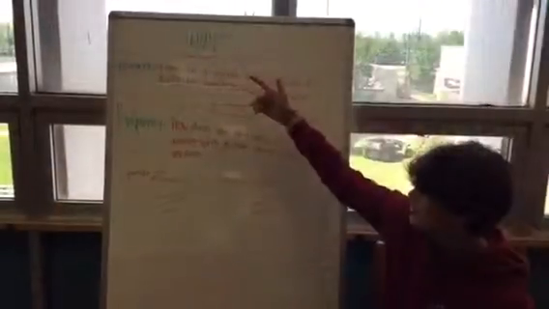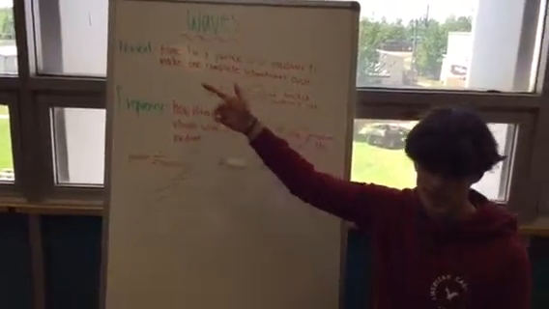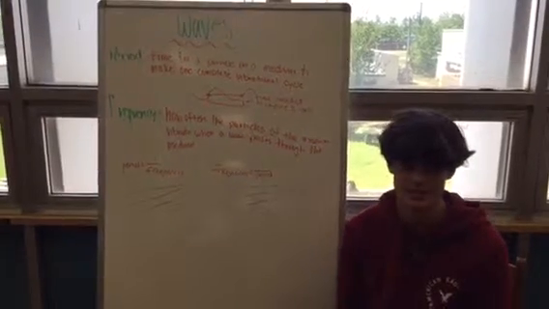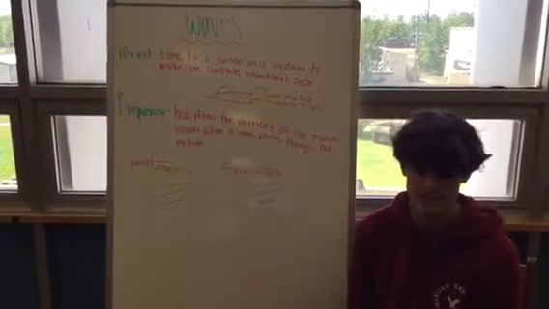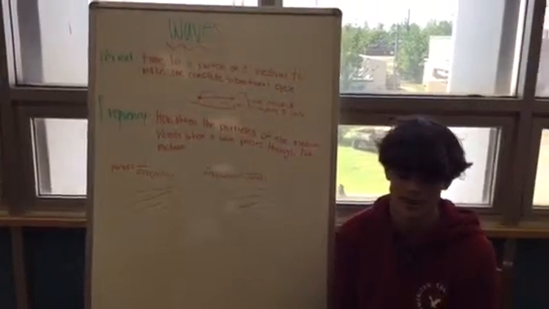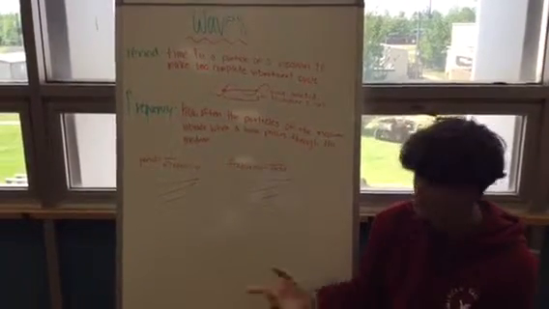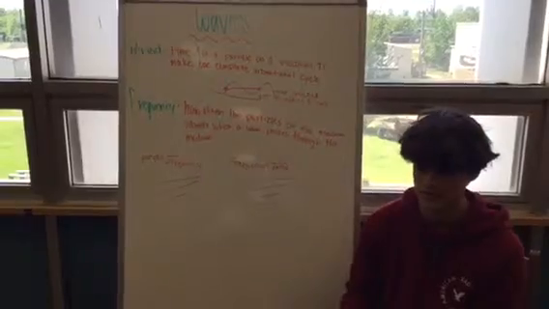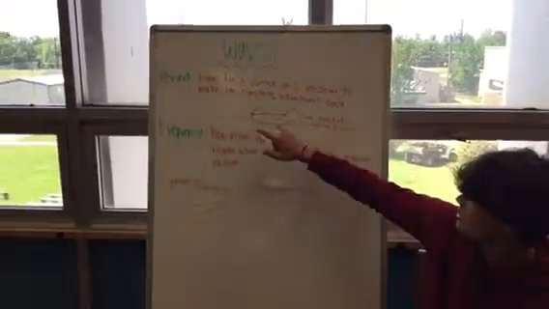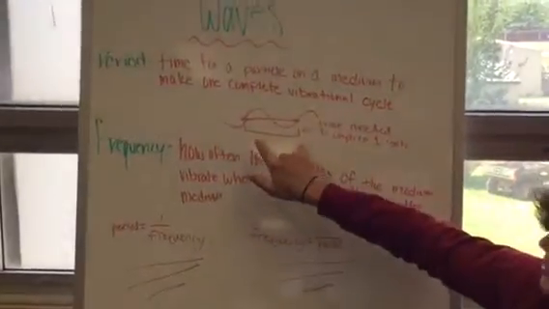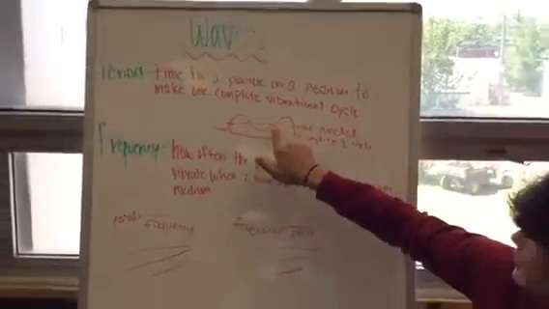Our next topic is period and frequency. Period refers to the time it takes to do something. The period of a wave is the time for a particle on a medium to make one complete vibrational cycle. In other words, it's just the time it takes for a wave to complete one full cycle. So you have your wavelengths right here. It's just from the start of the wave to the end, the time.